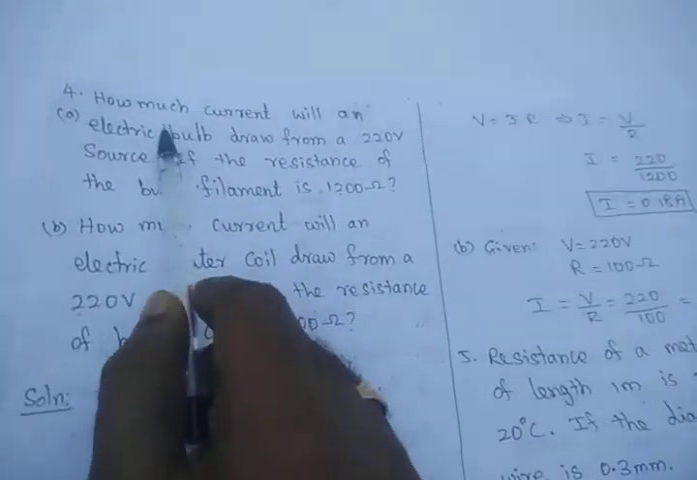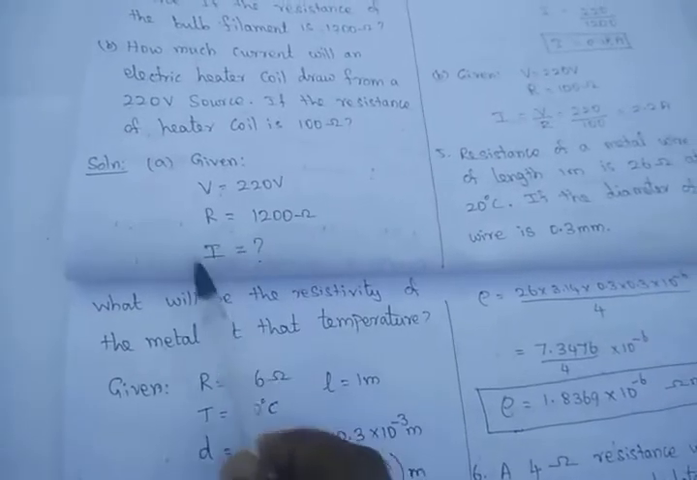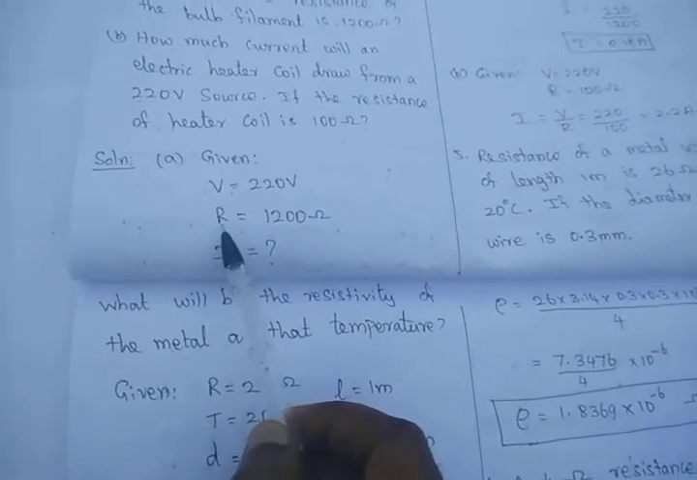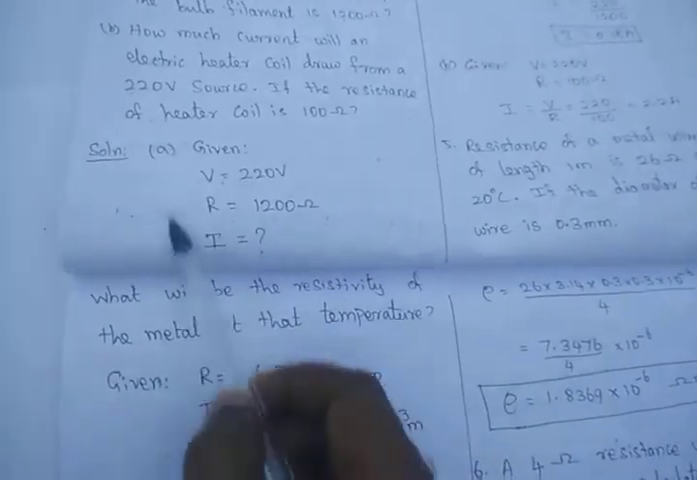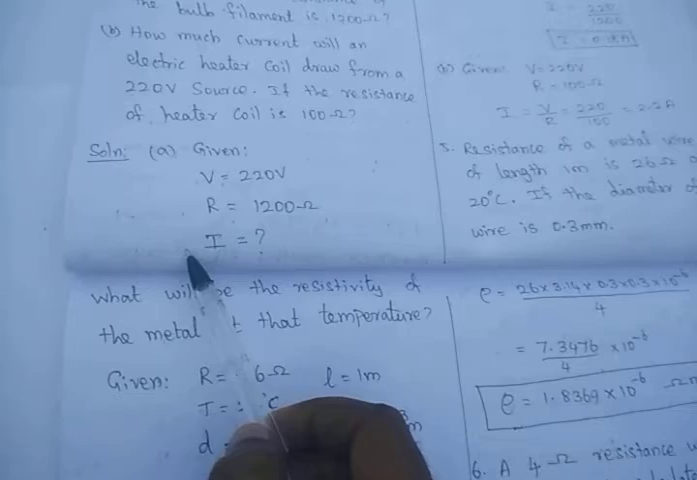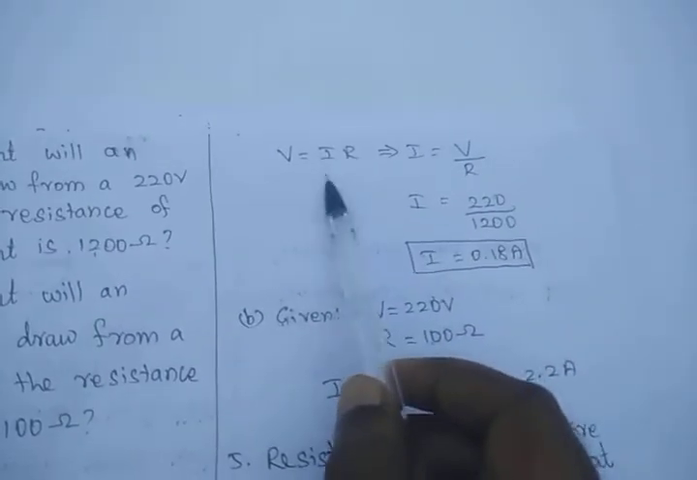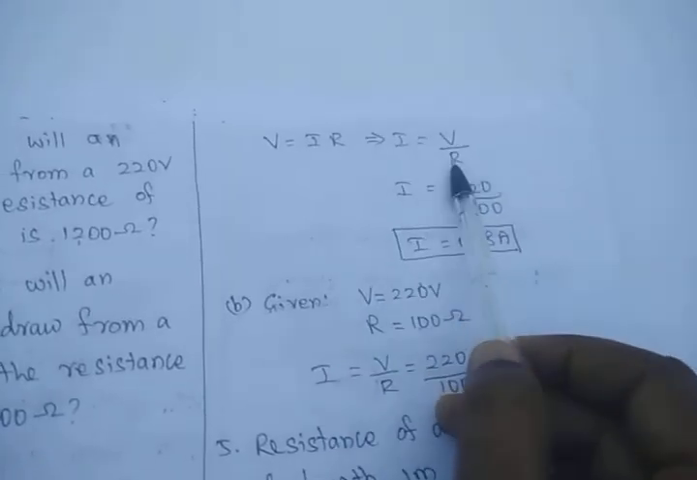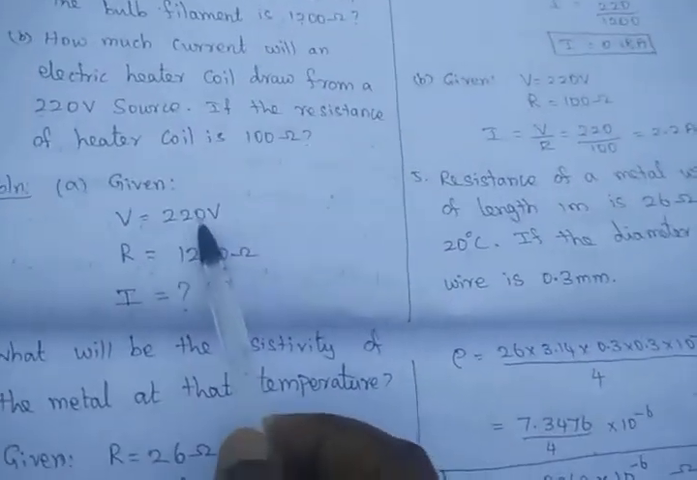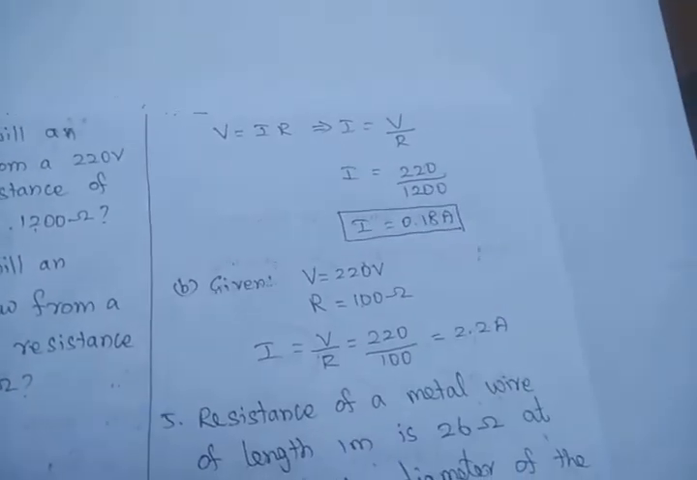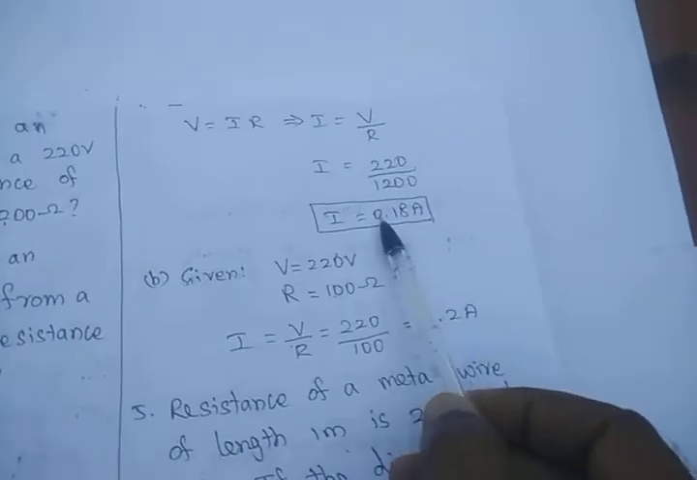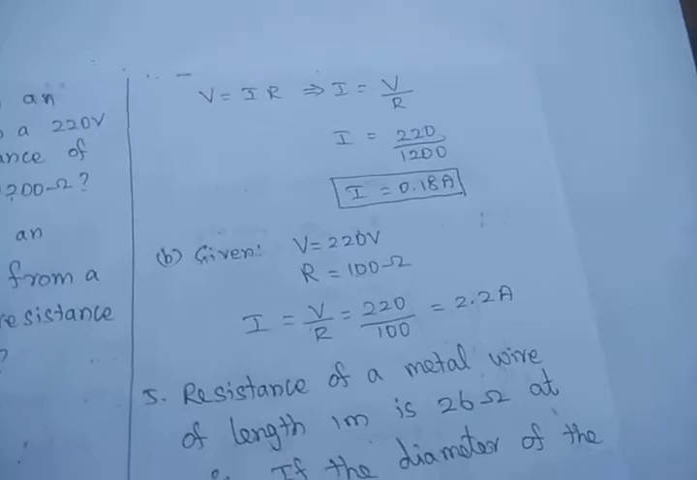So what is the question? How much current? They ask for the current value. So what is the formula for this? Yes, very good, it is Ohm's law. What is the relation between these three physical quantities? V is equal to IR. By using the formula V is equal to IR, I is equal to V by R, merely substitute the potential and resistance values in this formula and you get the answer. The current flowing through the bulb is 0.18 ampere.